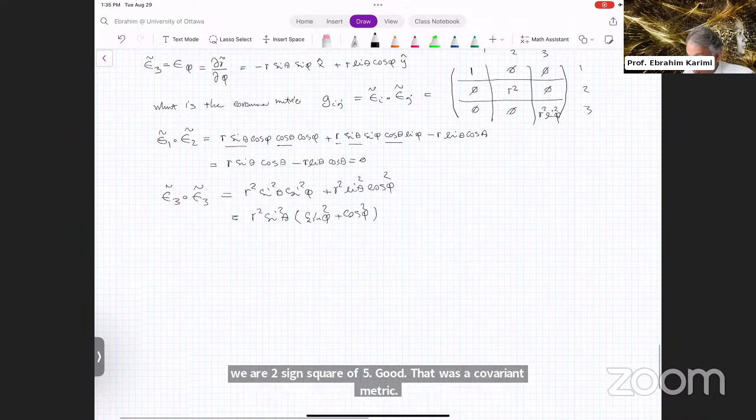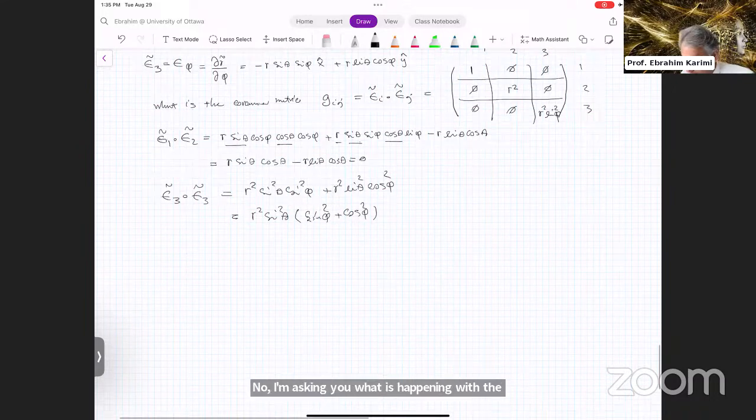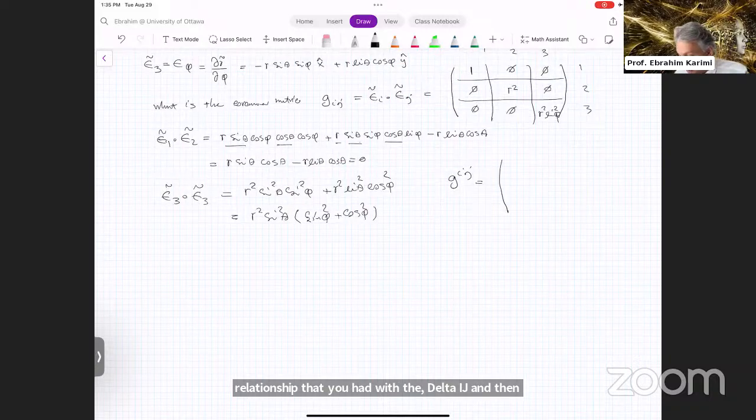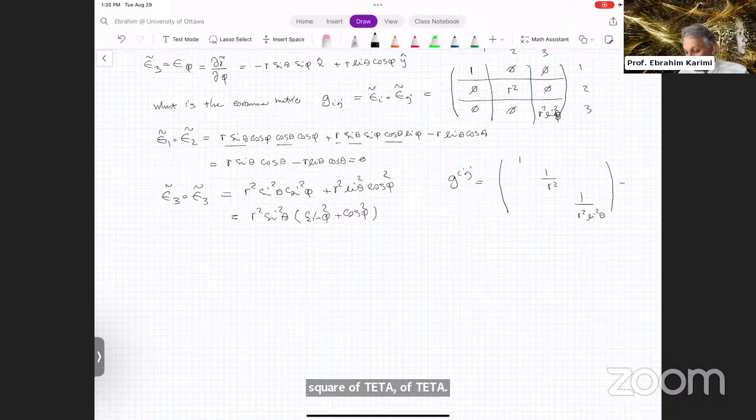Now I'm asking you what is happening with the contravariant metric, g^ij. You can use the relationship that you have with delta ij, and then the result of these will be 1, 1 divided by r square, 1 divided by r square sine square of theta, which is essentially the inverse of the metric g_ij, which we just discussed.